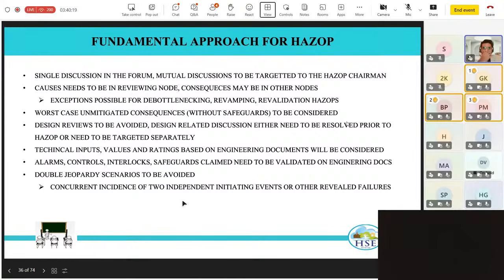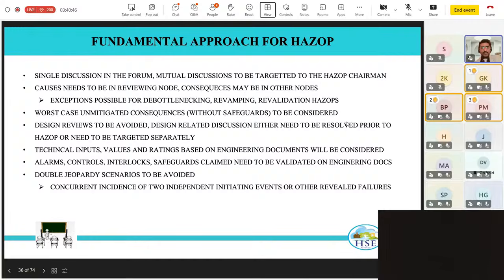Okay. Next is technical inputs: values and ratings based on engineering documents will be considered. As I said, there could be discrepancies in engineering documents. Based on that, we can see which is the most relevant document and take credit from those engineering values or engineering inputs. Next is alarm controls, interlock safeguards: claimed to be validated on engineering documents.